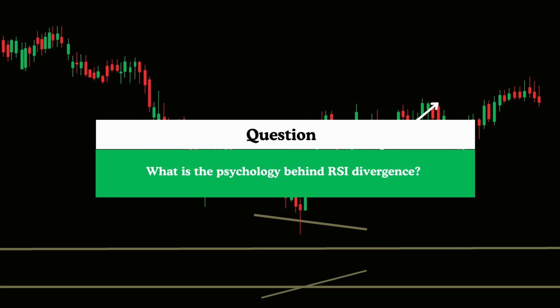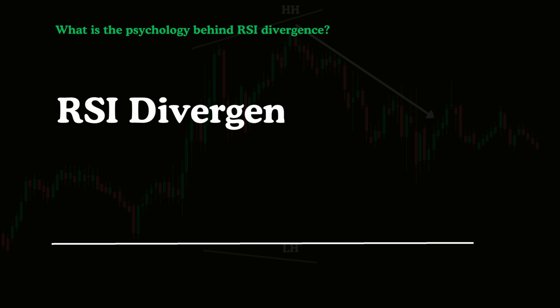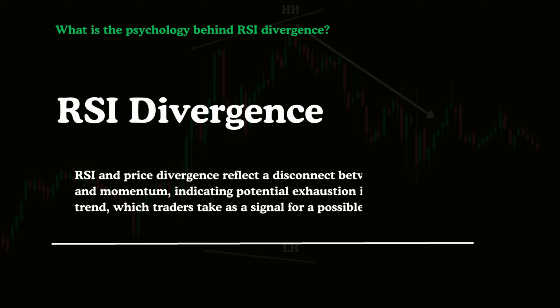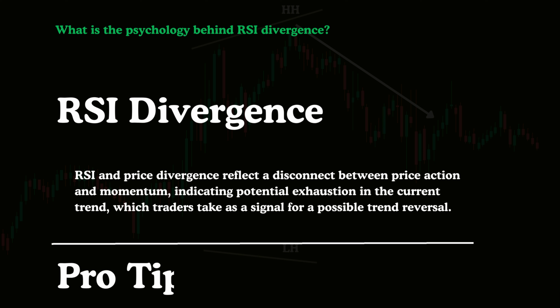Now let's explore the psychology that drives RSI divergence. RSI and price divergence highlight a mismatch between momentum and price movement, pointing to possible fatigue in the ongoing trend, which traders often interpret as an early sign of a potential trend reversal. Now let's go over some pro tips to enhance the effectiveness of RSI divergence.